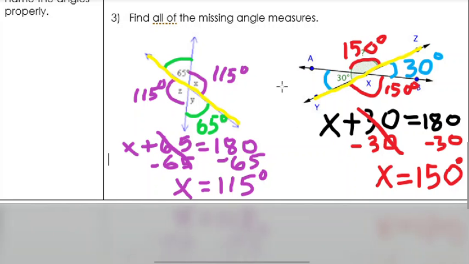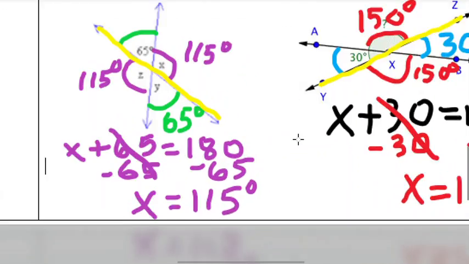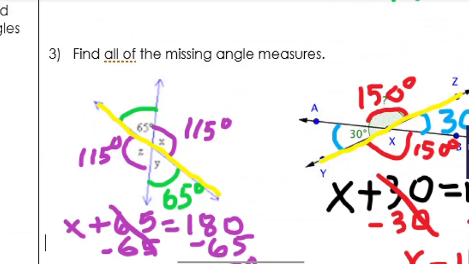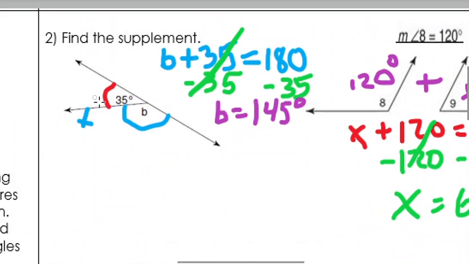Alright, so that is vertical and supplementary angles. Vertical angles are across from each other and have the same measure. So 150, 150, 30, 30. They're vertical. They have the same measure. Supplementary angles are two angles that add up to get 180. So these are two angles that add up to get 180 degrees, which is a straight line.